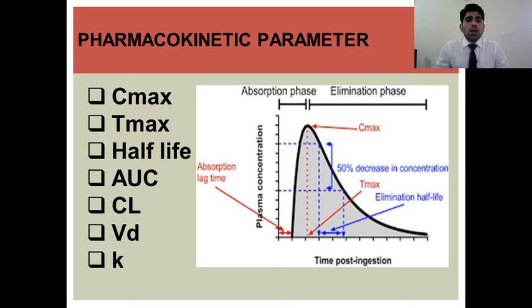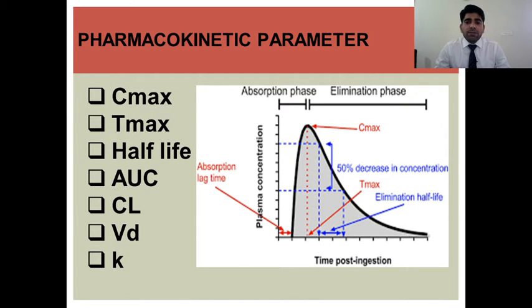So now we are coming to pharmacokinetic parameters. For a better understanding of clinical pharmacokinetics, or to optimize any therapy, we must know the various pharmacokinetic parameters so that we can calculate the dose and the frequencies, design a better dosage regimen, or individualize the therapy for a particular patient or a particular category of patients. So these are a few pharmacokinetic parameters: Cmax, Tmax, half-life, and AUC, area under the curve, CL is the clearance, VD is the volume of distribution, K stands for the elimination rate constant.